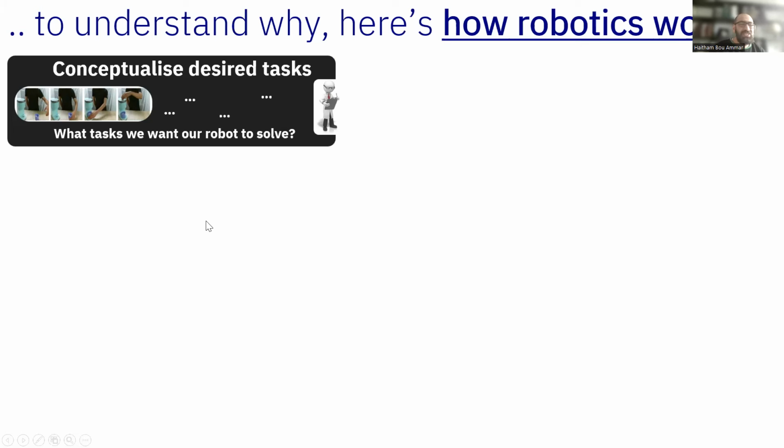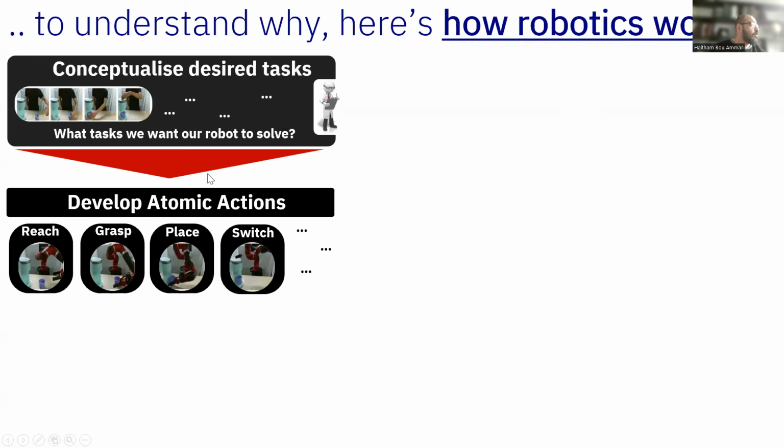The traditional pipeline in robotics, which a lot of robotics engineers follow, is this: first, an expert, a robot engineer, would conceptualize the desired task. They would say, okay, that's the task I would like to solve. For example, I would like to make a coffee. From that, the robot engineer develops a set of atomic actions. In making a coffee, for instance, these would be reaching to the cup, grasping the cup, placing the cup, switching on the coffee machine, and so on.